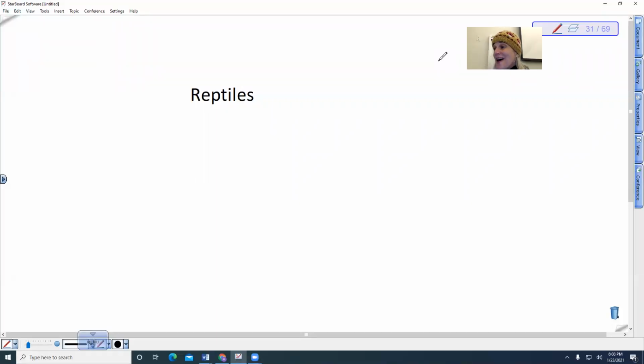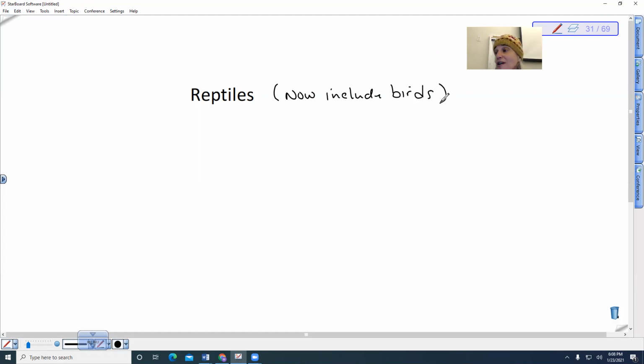Okay, so the reptiles are the very first amniotes. That is where the amniotic egg first evolved. The reptiles now include the birds. They used to be in a separate class, class Aves, but now they have been reclassified as reptiles.